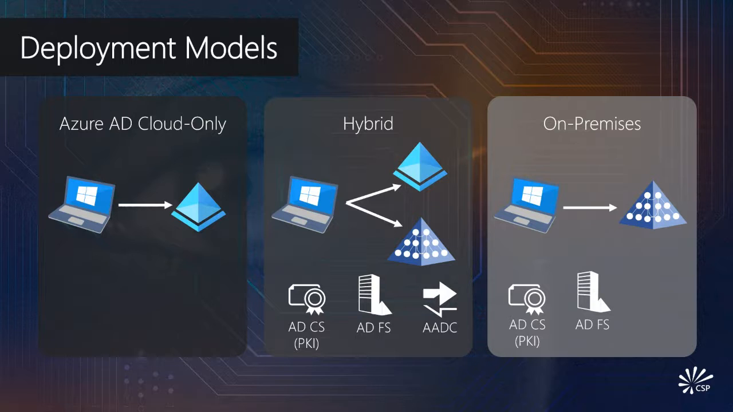On the other side of the spectrum, we have the on-premises deployment, and this is where we would have no cloud services, but we would have a lot of on-premises apps and services that we need to authenticate to. So the on-premises deployment model is going to be very similar to the architecture of smart card authentication. On this side of the spectrum, we do have things that we have to deploy to support Windows Hello for Business, and specifically, this includes an internal PKI, or public key infrastructure, or an enterprise PKI.